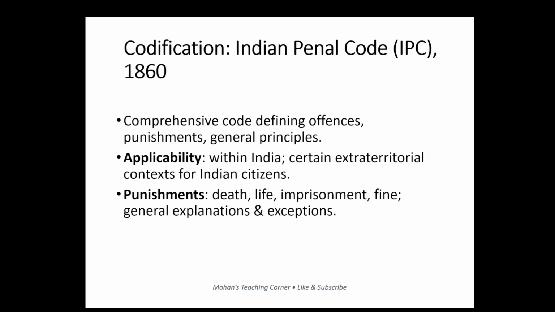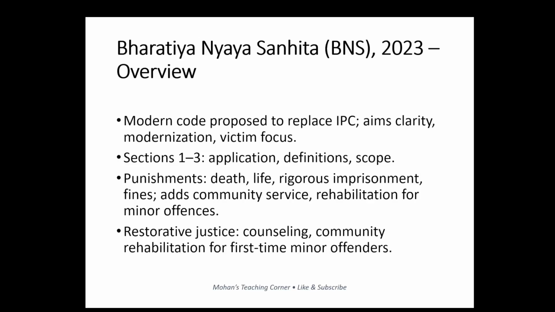So, codification, the Indian Penal Code, that is IPC 1860. It is a comprehensive code defining offences, punishments, and general principles. Applicability: it is applicable within India, with certain extraterritorial context for Indian citizens. The punishments are death, life imprisonment, fine, general exceptions, general explanations and exceptions. So, Bharatiya Nyaya Sanhita 2023, this we can simply call BNS 2023.